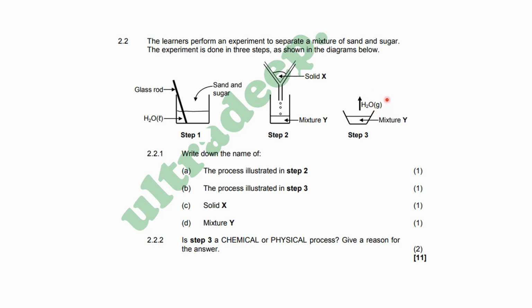That's why in brackets or parentheses we have G. It means it's steam. So why would steam come out of this mixture Y? That can only happen if this mixture Y is being heated. Maybe on a hot plate, you're heating it up until it boils, and then water comes out of that mixture as a gas, as steam. So in this process, the last step, the learners are actually trying to separate the water from the sugar.